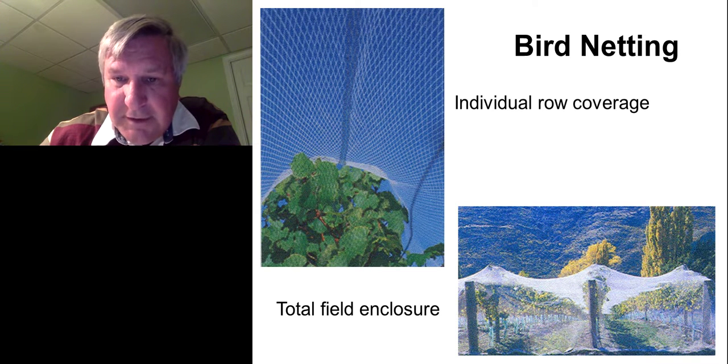You can incorporate the netting over individual rows, as in the upper left picture here, or even enclosing an entire vineyard or fruit crop, almost like growing in a greenhouse situation, but outdoors, with the net being the walls of the greenhouse, if you will.